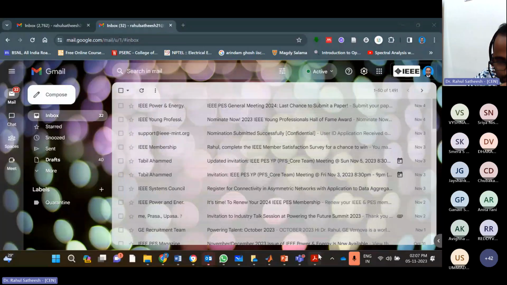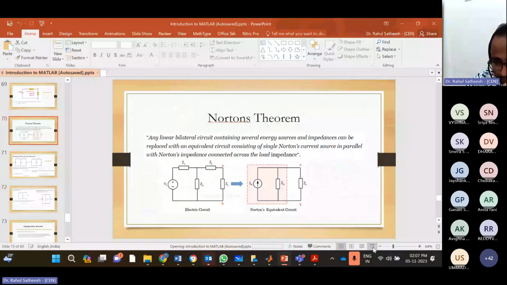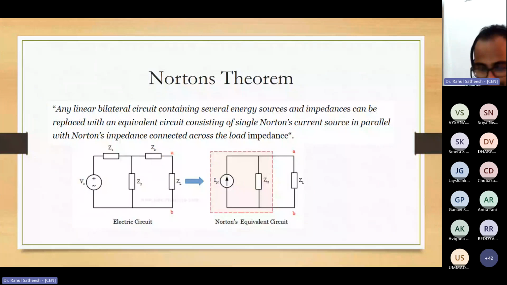So for this session, we will continue with the network theorems itself. We need to complete at least 2 more theorems. So here we go with Norton's first.